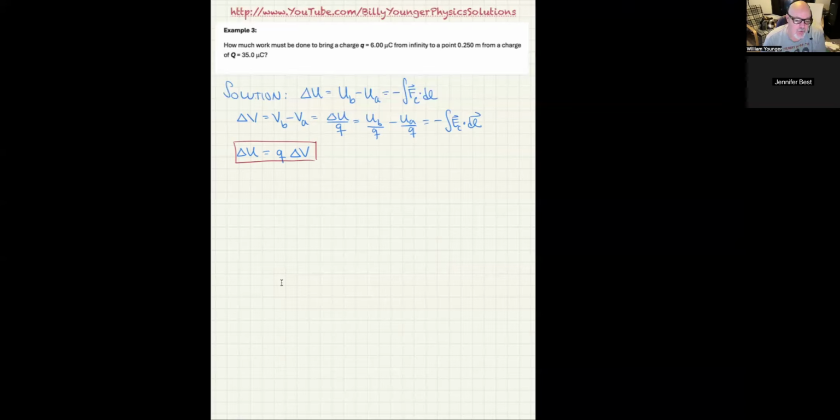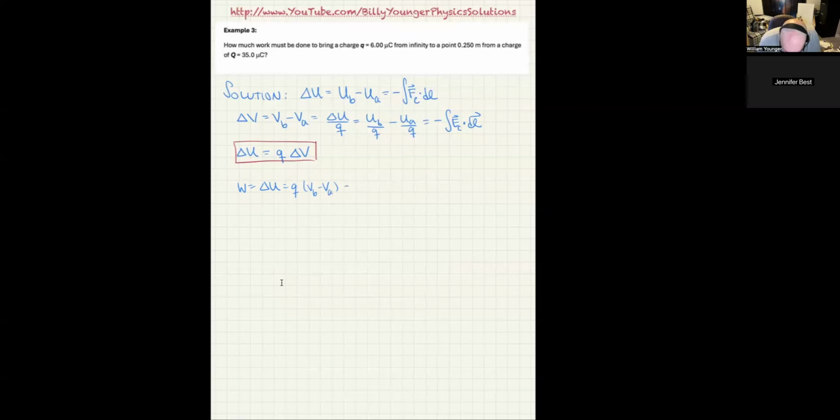So what we're going to say is that the work done by some other force, some different external force, is equal to the change in potential energy. And that's, of course, equal to Q times the change in electric potential, which is the final minus the initial. So that's what we're going to use.